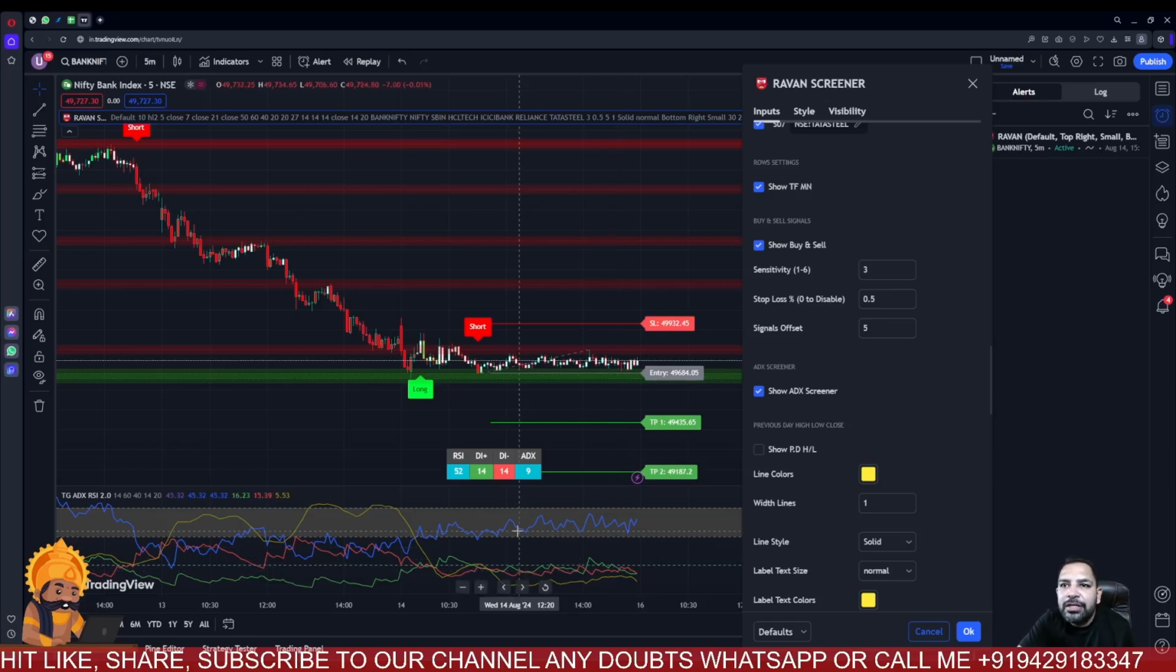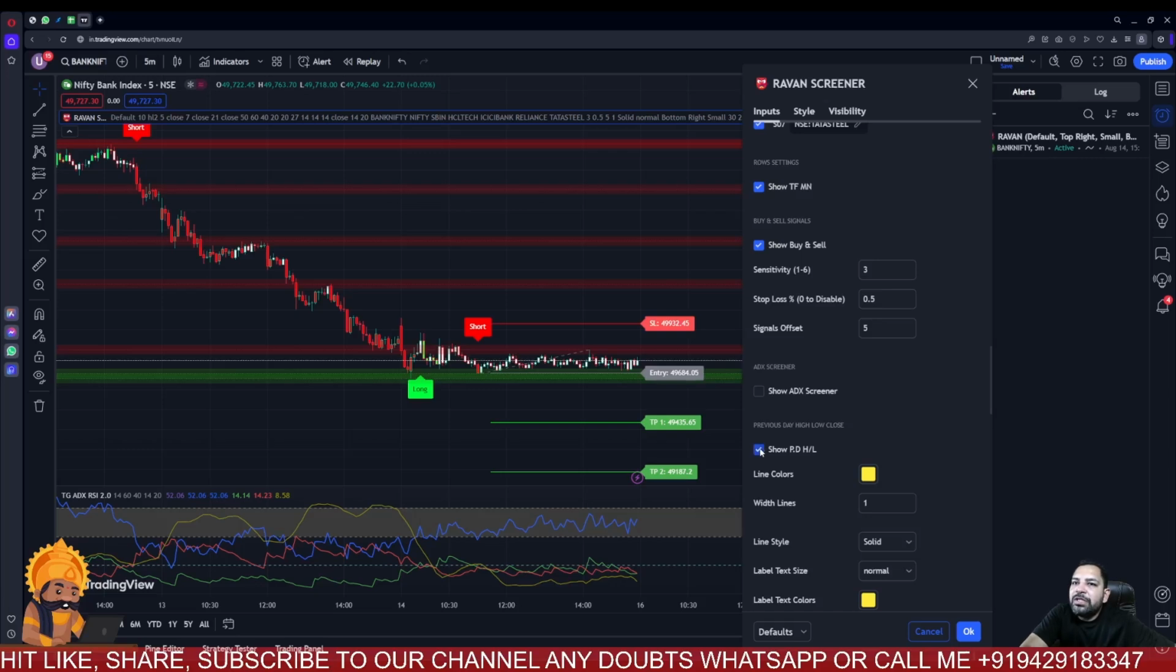ADX conditions we'll discuss in the next video in an upcoming session. I already discussed this ADX in detail. I'll add it in this playlist only, the whole playlist only. So this is the feature. Those who want to use this ADX screener, this whole feature, and those who do not want to use the below indicator, you can just activate it from here and use it from your end.